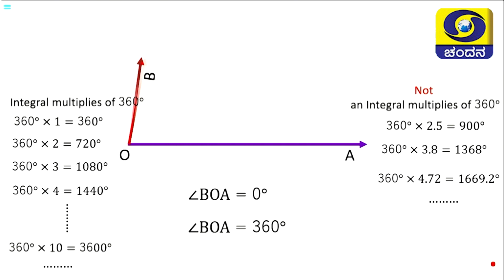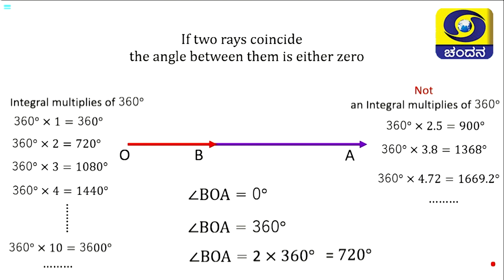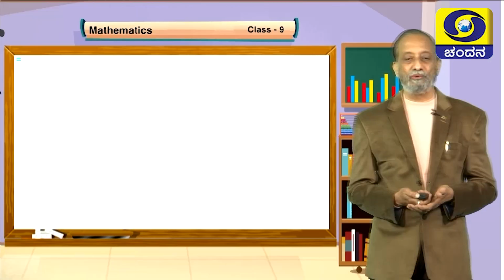If one more rotation it makes, then it is making an angle of 2 times 360, which is nothing but 720 degrees. So if two rays coincide, the angle between them is either 0, not just 0 always, it may be an integral multiple of 360 degrees. So, maybe 0 degrees or 360 degrees or 720 or 1080. So, if the angle between them is any one of these, then also we say that the two rays coincide with each other. This is the converse of rule number 5.